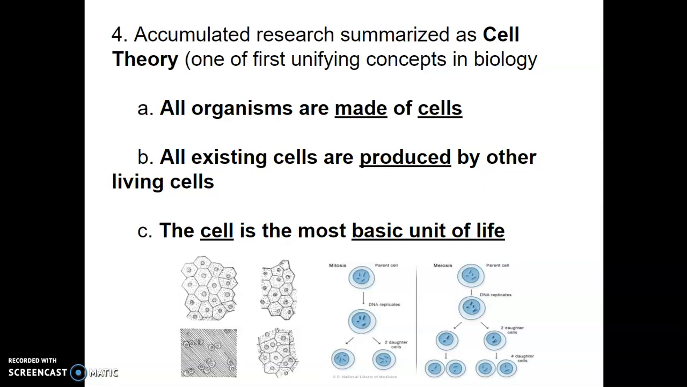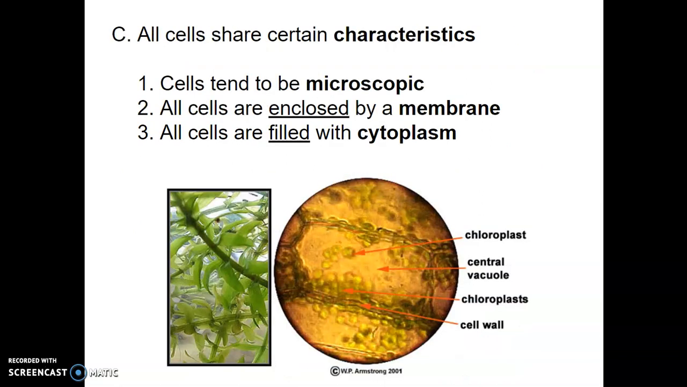We have some single-celled organisms. That's those living things made up of one cell. But even within us, if we took it down to our smallest living part, the thing that acts kind of like we do and has some of the principles of life in it, it is the cell. So all organisms are made of cells. All existing cells are produced by other living cells, and the cell is the most basic unit of life. It doesn't get any smaller than that.